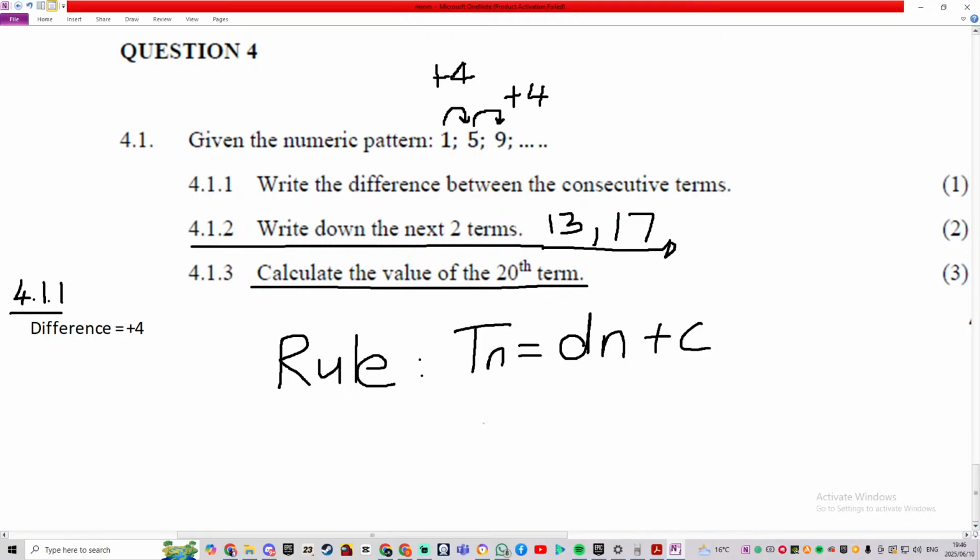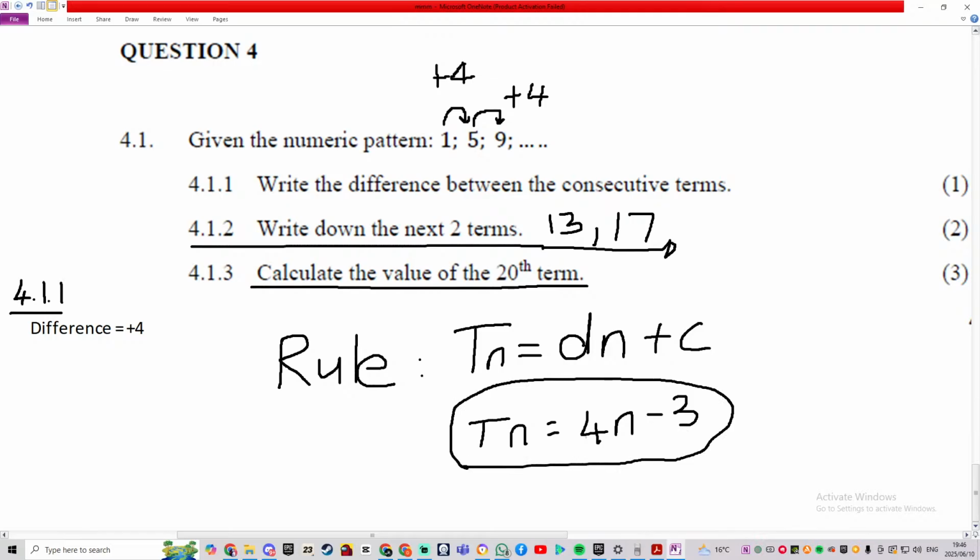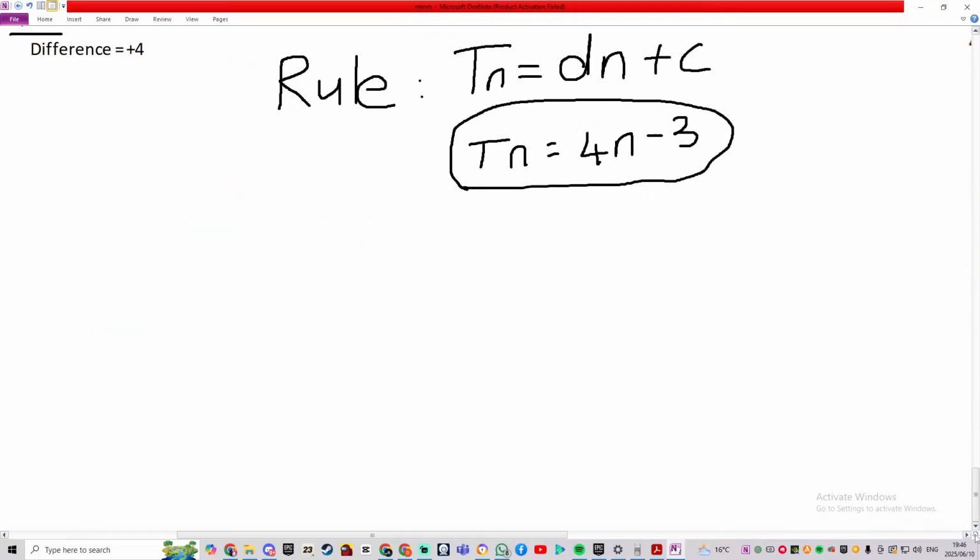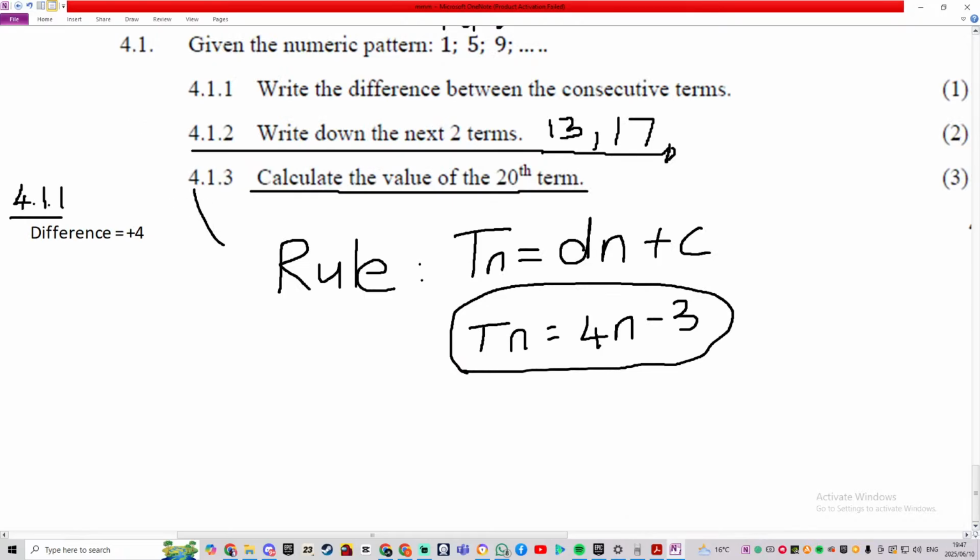So the difference here, to find the rule, the difference is 4 and n. Now I need to add c, right? So if I have 4n, n is my position of the term. So how do I go from 4 to 1? How do I go from 4 to 1? I have to minus 3. So this here is my rule. That's 4.1.3.